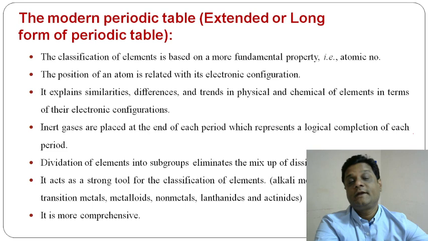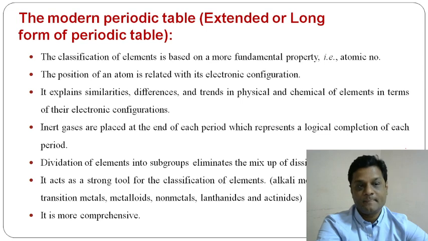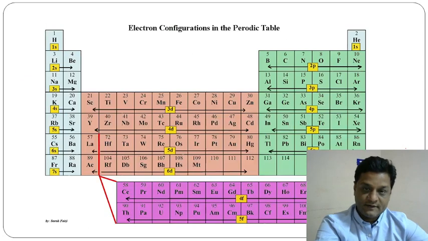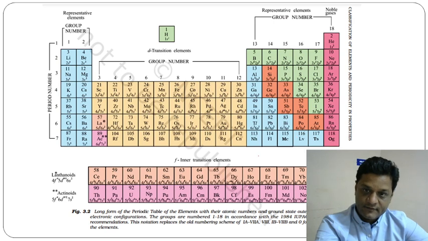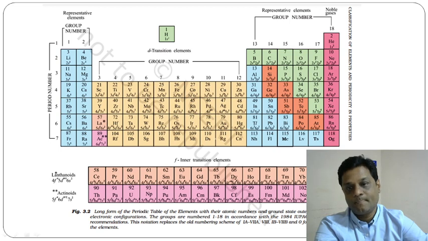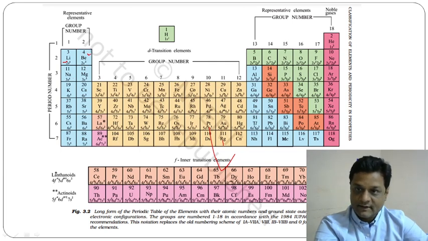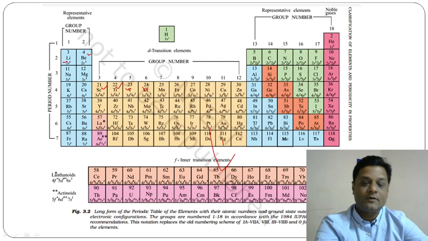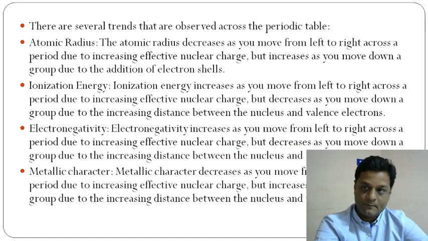The modern periodic table says that the classification of elements is based on a more fundamental property, that is the atomic number. All the elements are placed in this table according to the atomic number. The first element is lithium, atomic number 3. Then the second is beryllium, 4. Then scandium, titanium, vanadium, chromium are placed according to the atomic number in the group table.